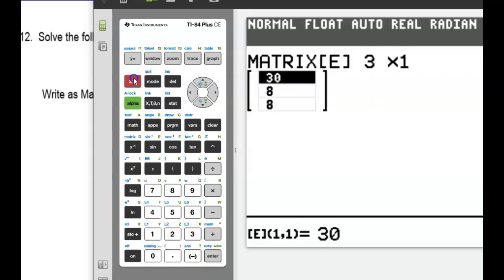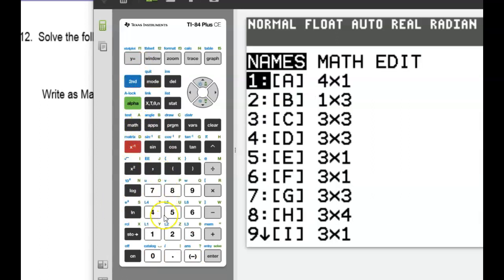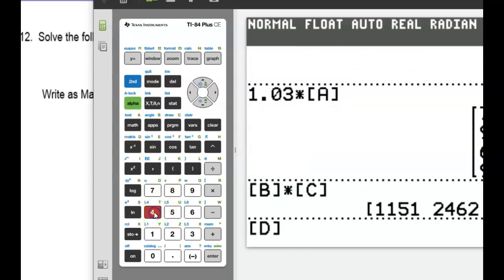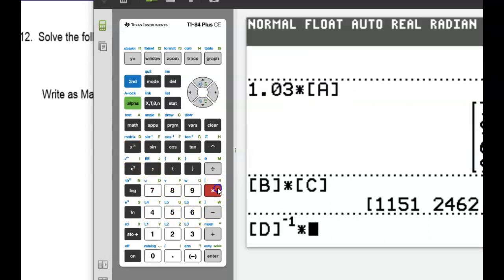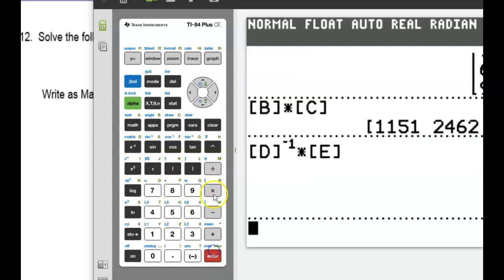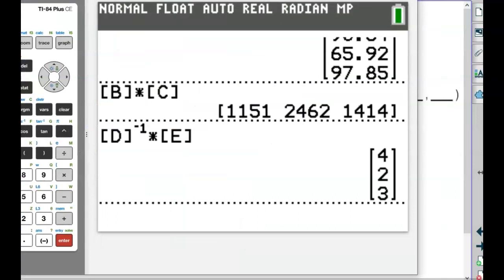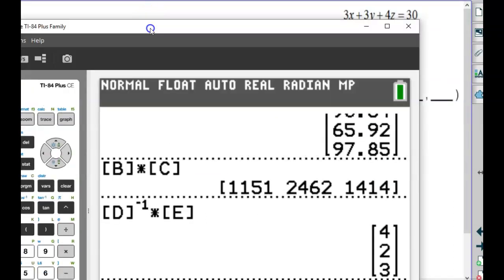Okay, so then we go to the home screen and we do the name of the first one I put in, which was D. Yeah. D, inverse button, times E, maybe? Okay, did anybody get this? 4, 2, 3? Yep, not? Everybody okay?